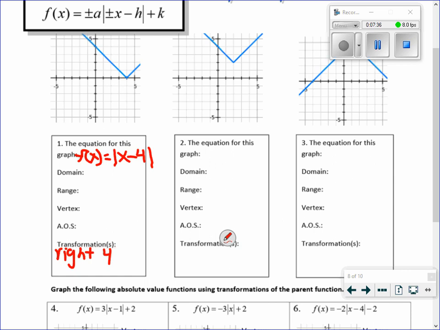What's our domain here? Good. Negative infinity to infinity. Does anybody notice a pattern yet? Yeah, your domain when you have absolute value is always going to be negative infinity to positive infinity. What about our range? What is our range for this graph? 0 to where? Good. What do we have with 0? Bracket. 0 to infinity. And our vertex is at what point? 4, 0. And AOS stands for axis of symmetry. So what is that equation? Good. X equaling 4.